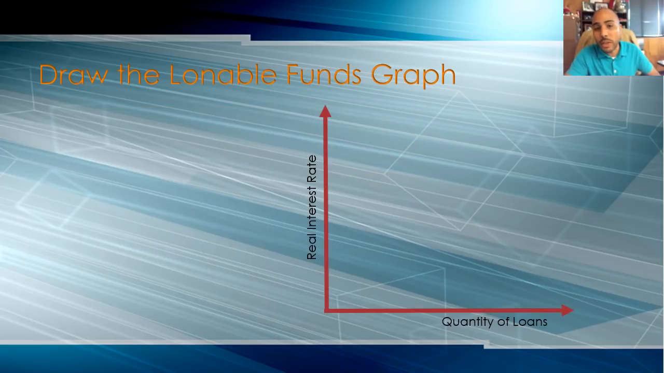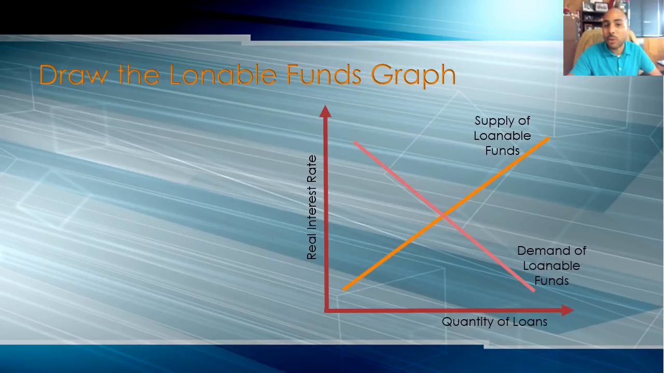Okay, so the loanable funds model is next. You need to be able to draw that. Remember that on the y-axis, this time we have the real interest rate, and on the x-axis we have the quantity of loans. So this upward sloping curve is the supply of loanable funds, and the downward sloping curve is the demand for loanable funds.